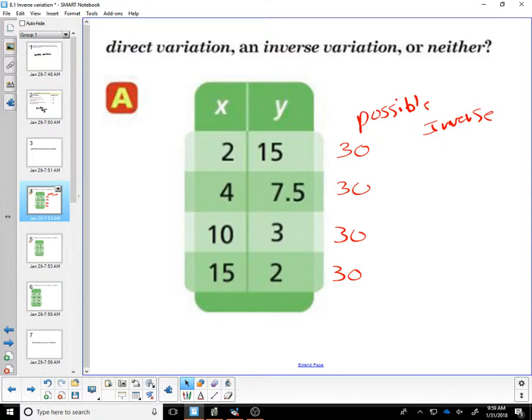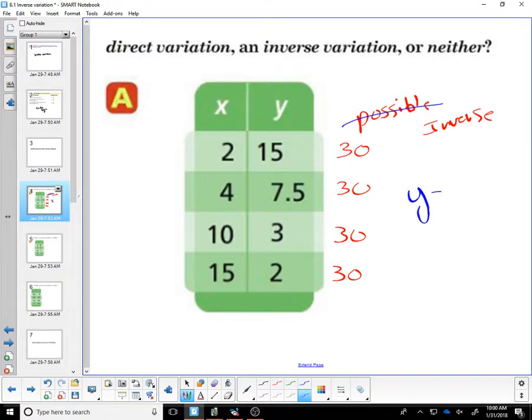Is that relationship, the product between the two, constant? Yes. So do we have inverse variation? Yes. Okay, that's why I said possible at first. I found constant K. I see that constant K is constant. Therefore, it's not possible anymore. It is inverse, and I'm going to write them as such.